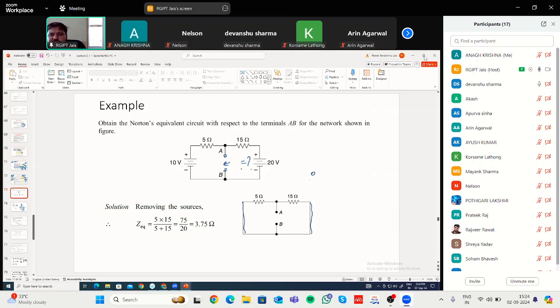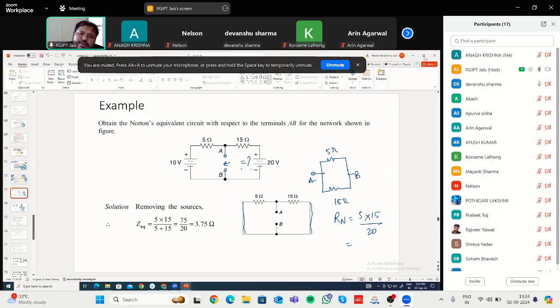Now, this is A, this is B. Between A and B, there are two paths. In one path, there is this 5 ohm resistance, and in the other path, there is this 15 ohm resistance. So between A and B, what will be the equivalent resistance? That will be the parallel connection of these two resistances, 5 parallel 15. If you solve this, it will be 3.75 ohm.